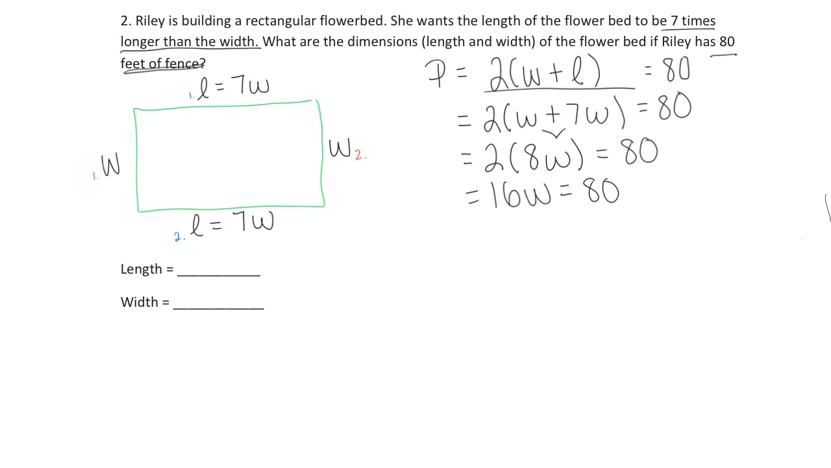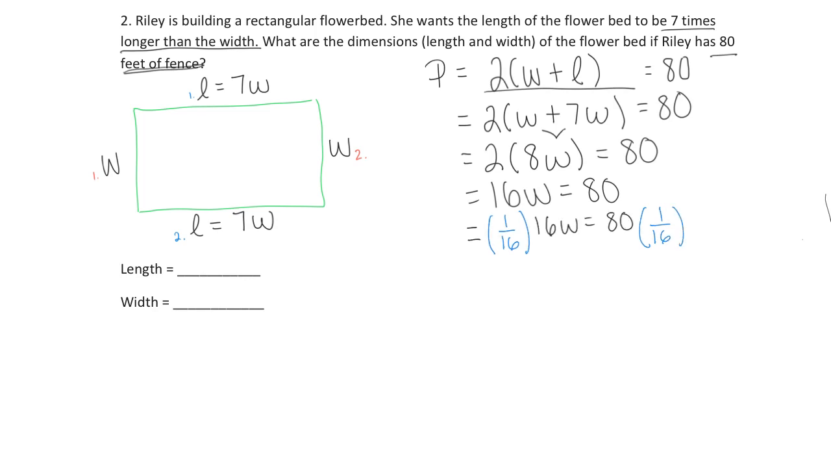So if I am using multiplication and I need to get w by itself, what inverse am I going to multiply 16 by? Well, I am going to multiply 16 by its multiplicative inverse. And the multiplicative inverse of 16 is 1 over 16. So now I have 1 over 16 times 16w equals 80. And what I do to one side, I have to do to the other, 1 over 16.